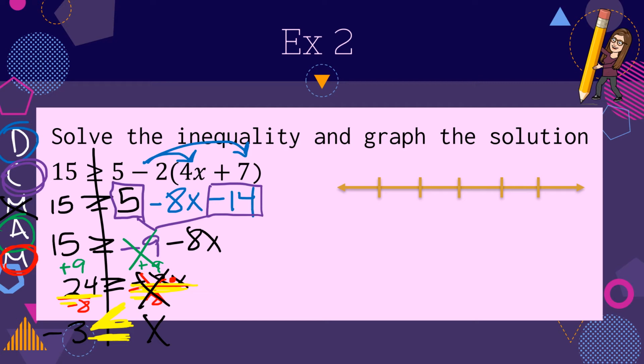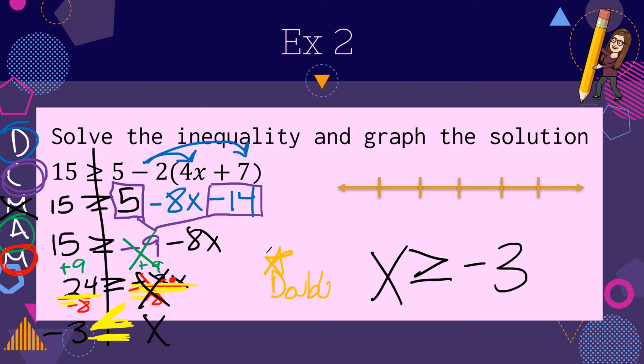And take a look. I want you to write variable first. So we actually flip it again. So this is what I like to call a double flip. We flip because we divided by a negative, and we flip to write the variable first. That can happen. Nothing special, just follow the rules as always. So I have a solid circle going to the right.